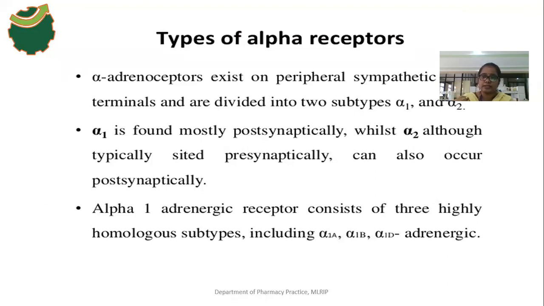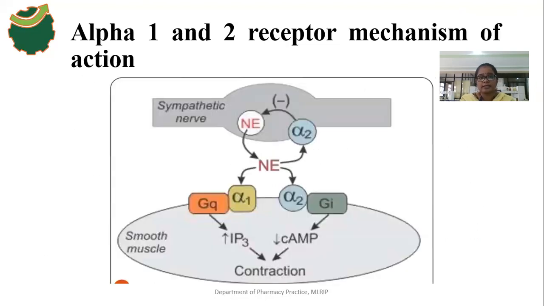If it is present in the presynaptic region, what does it do? It modulates the release of neurotransmitter from the presynaptic nerve terminals. Alpha 1 receptors are again divided into three types, that is alpha 1A, alpha 1B and alpha 1D. And what is the mechanism of action of alpha receptors?